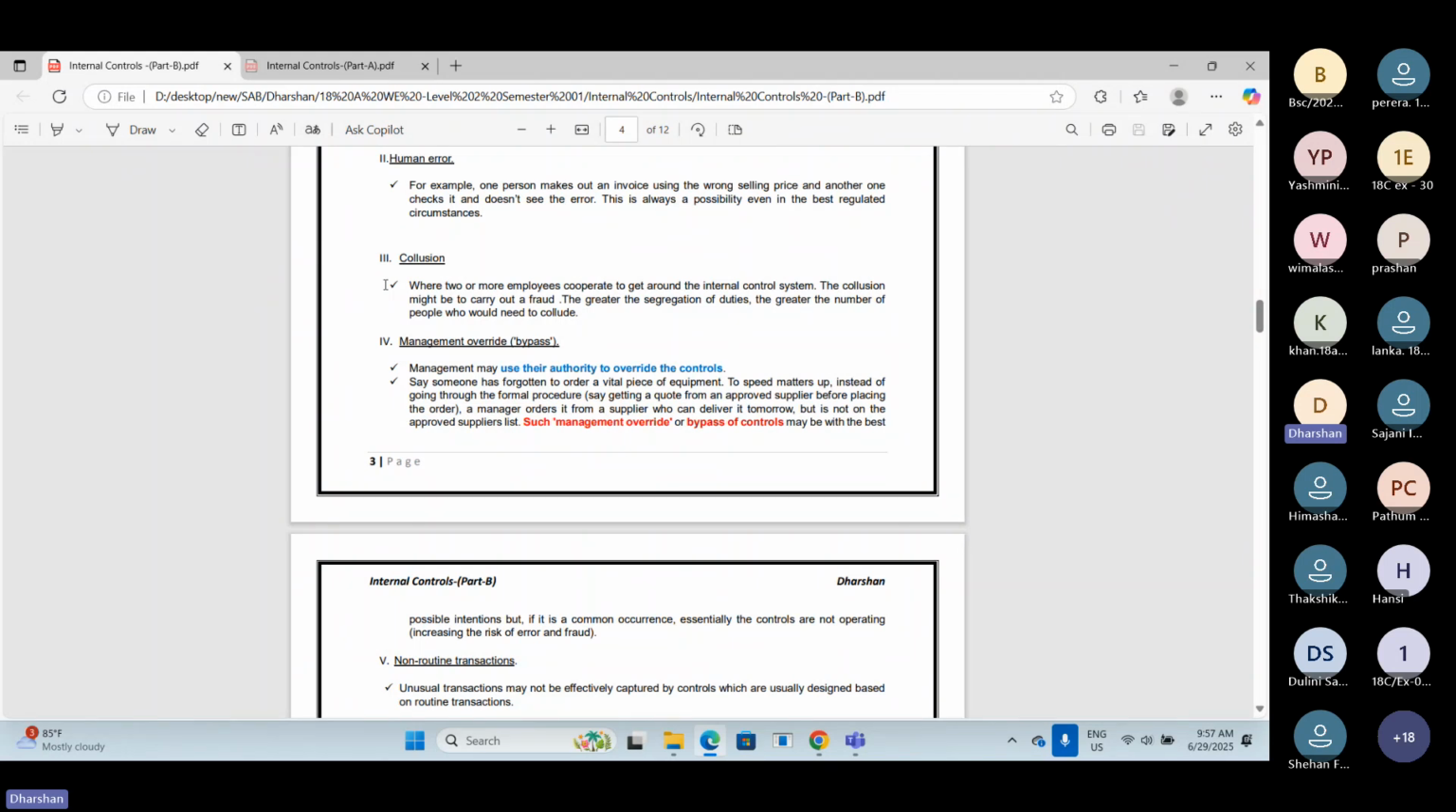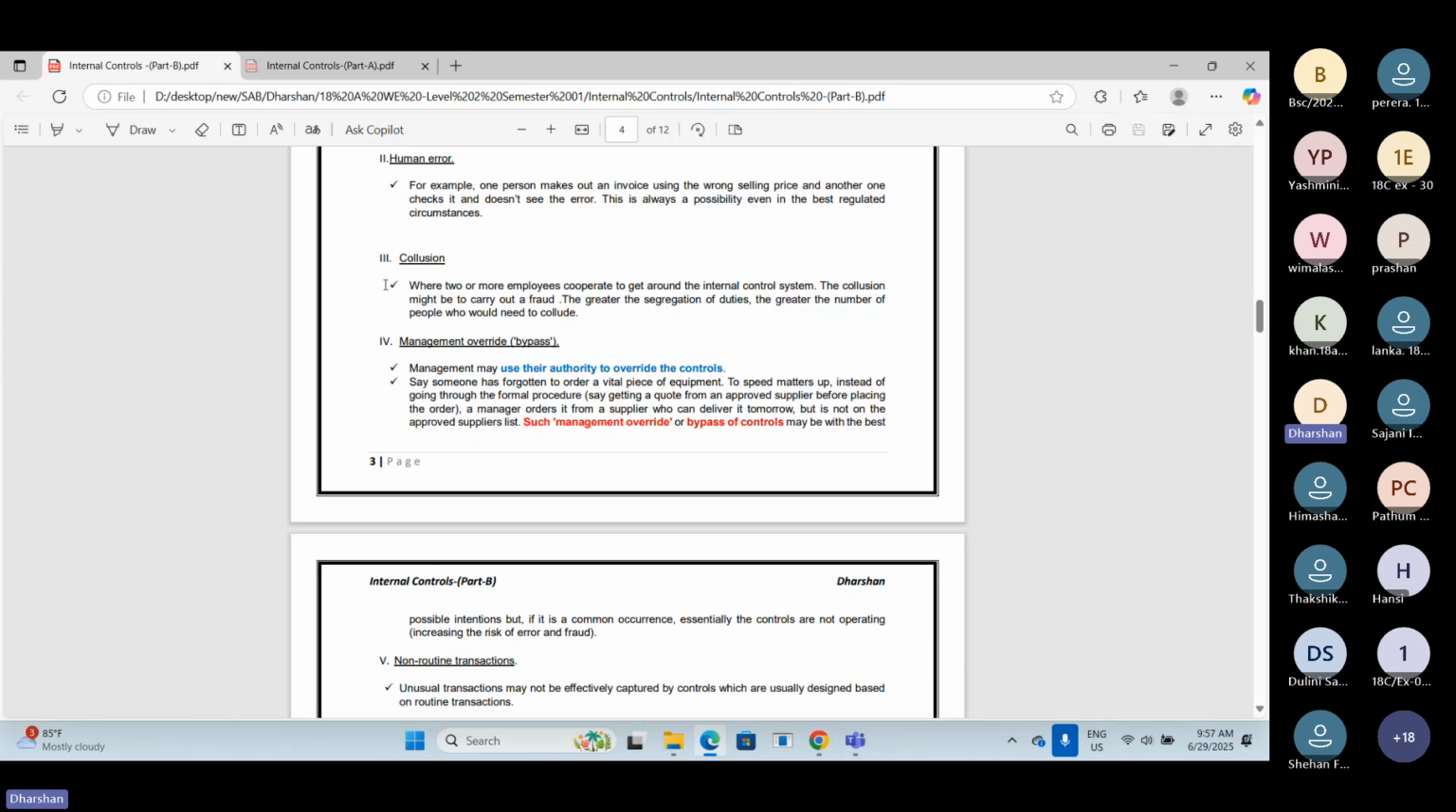The greater the segregation of duties, highlight this, keep it in your mind, the greater the number of people who need to collude. What is meant by this sentence? What meaning can you take from this sentence? The greater the segregation of duties, the greater the number of people who would need to collude.